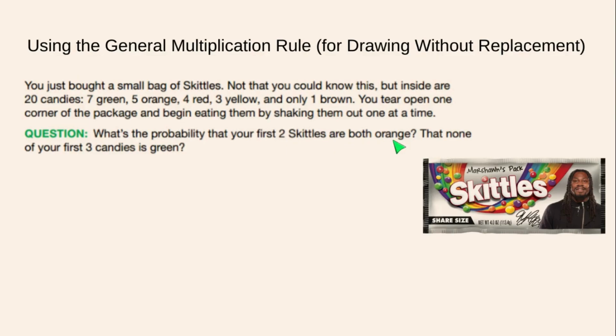So you're trying to find the probability of orange and orange, given that you've taken an orange out and you haven't put it back. And then you want to find the odds that none of your first 3 candies is green. So you need to choose a not green, take it out of the pack, followed by a not green. Now you've taken 2 out of the pack, and then you need to choose a third not green.